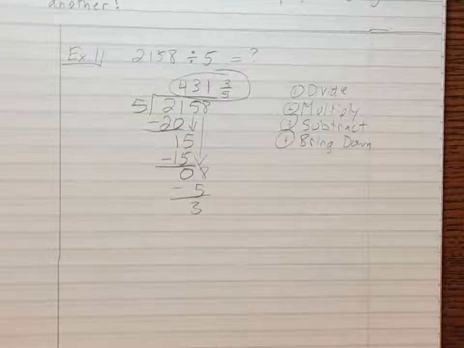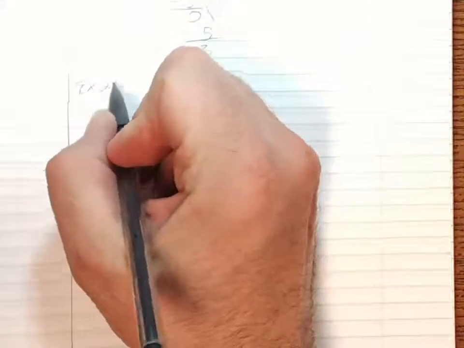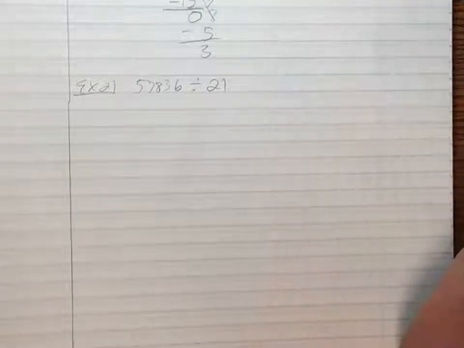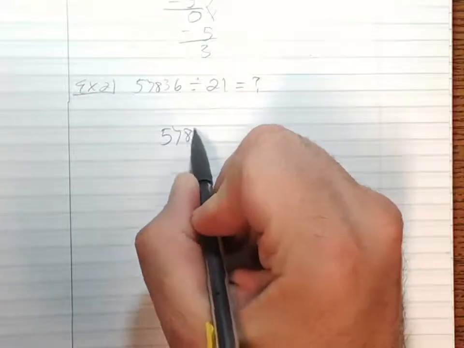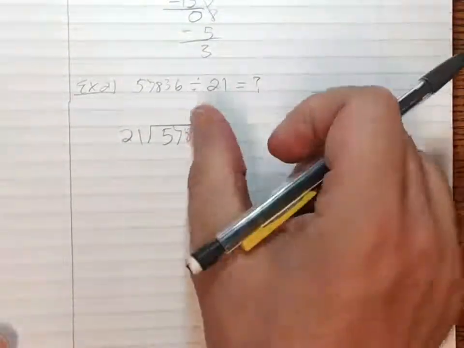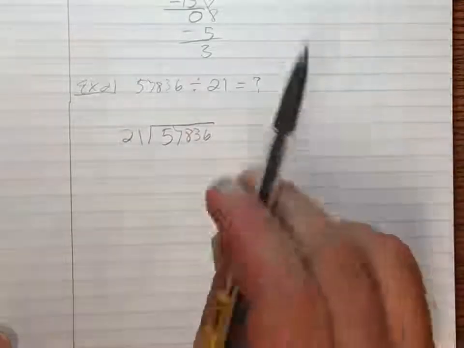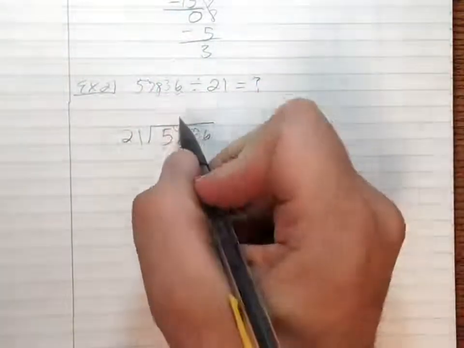No big. Let's try another one, just to try it really. So example 2, what if we did, I don't know, 57,836 divided by, let's call it 21. We'll see what the odds are that this works out evenly. So we'll go 57,836 divided by 21. Let's see. So 21 does not divide into 5. 21 does divide into 57. And actually what I'm doing at this point is I'm looking at how many times 2 goes into 5. I'm going to go with 2. We'll see if that works.